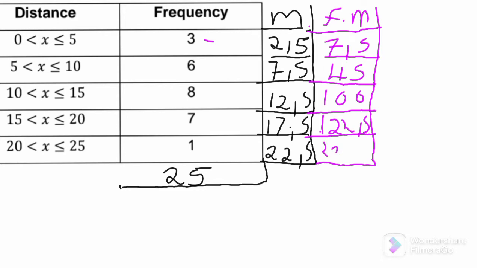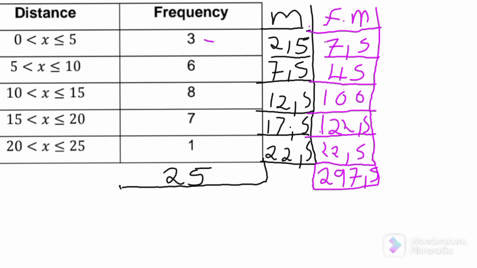From here, we're going to add this column that we have of frequency multiplied by midpoint. We're going to add it and write the total over here. So we're going to say 7.5 plus 45 plus 100 plus 122.5 plus 22.5. It's going to give us 297.5. Now we are ready to calculate the mean.